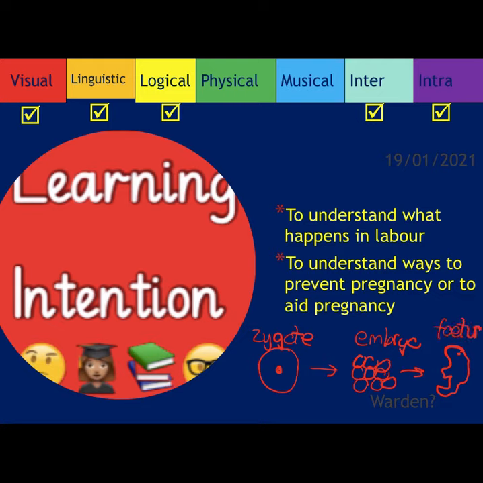So we're going to talk today about the amniotic fluid and the placenta, their role in maintaining pregnancy. We are going to understand what happens in labor, and we're going to talk about some ways in which pregnancy might be prevented or ways in which we can aid pregnancy.